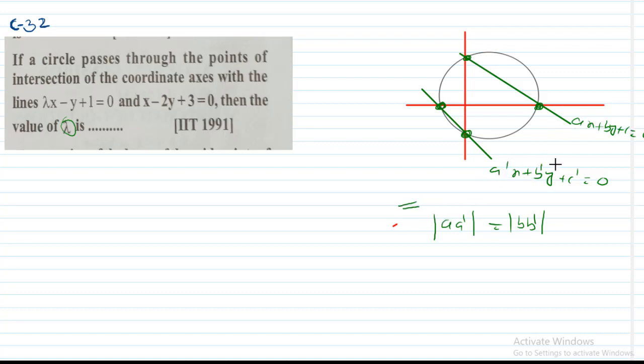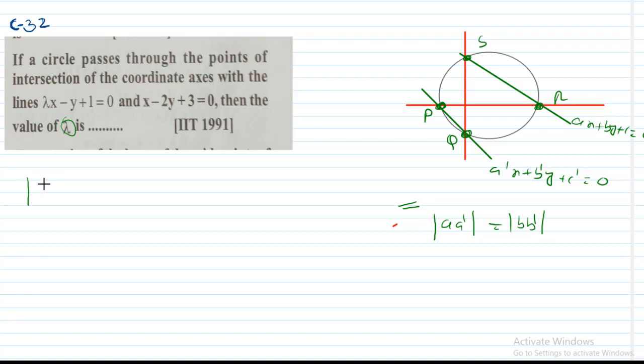Once again, listen students. These two lines intersect the coordinate axes in concyclic points, meaning these points P, Q, R, S. The line ax plus by plus c equal to 0 intersects the coordinate axes at S and R, and a dash x plus b dash y plus c dash equal to 0 intersects the coordinate axes at P and Q, so that P, Q, R, S are concyclic. This means there exists a circle that passes through all the 4 points. Then the relationship between the coefficients is given by a a dash equal to b b dash, already proved. So by using this result you can solve this problem.